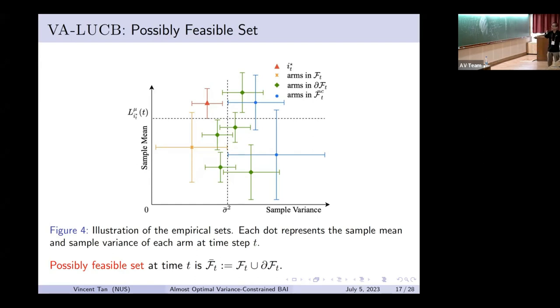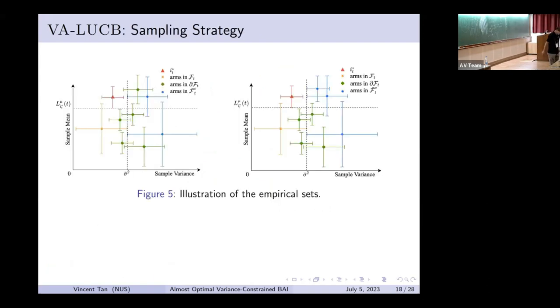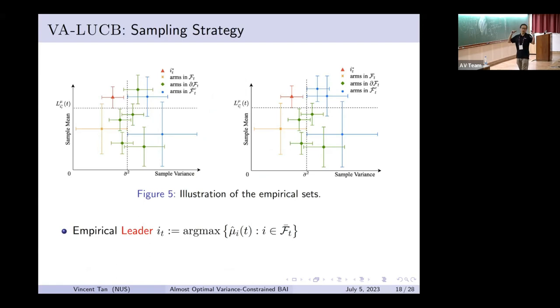So we are going to aggregate the green, red, and orange sets into this thing called the possibly feasible set. Those are possibly feasible at a particular point in time. We have not ascertained that they are truly infeasible and we can throw them away. According to the LUCB principle, what we are going to do is identify the empirical leader. What is the empirical leader? We are going to look at the possibly feasible set that I talked about on the previous slide, and select the one that is the best.